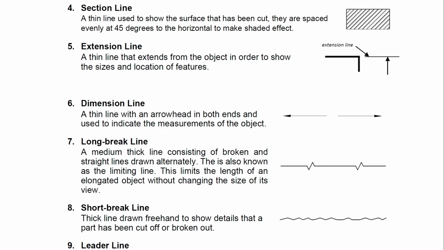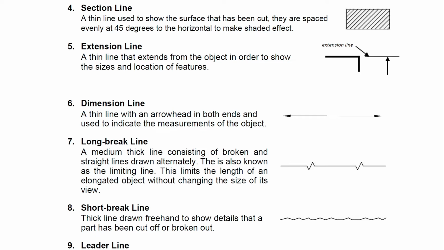Okay, next is number 4, the section line. So, section line is a thin line used to show the surface that has been cut. They are spaced evenly at 45 degrees to the horizontal to make a shaded effect. So, yung section line naman is ginagamit natin para mapakita yung part na kinat. Okay? So, nire-represent siya nung diagonal lines na parang naka-shade. Okay? So, yun po yung gamit ng section line.